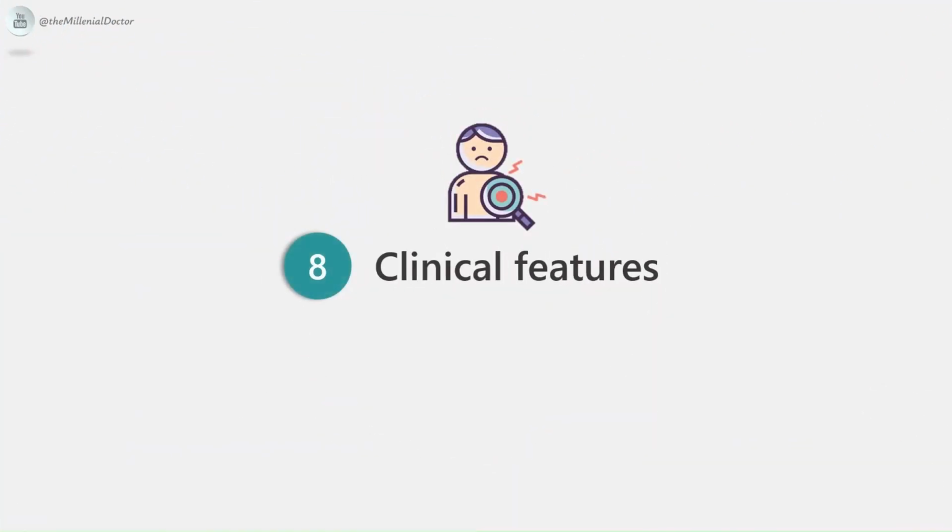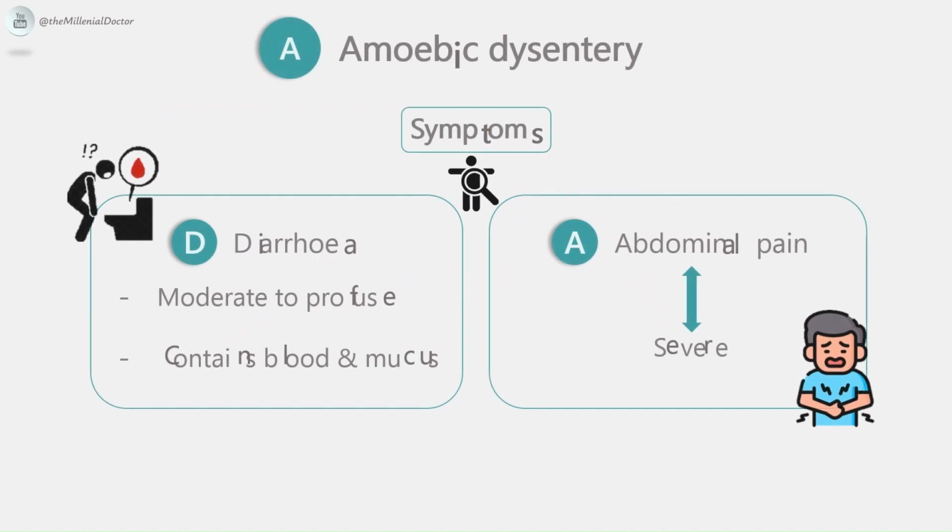Next is the clinical features. First, amoebic dysentery. The symptoms occur when the parasite invades the intestinal wall and ulcers develop. The symptoms are moderate to profuse diarrhea containing blood and mucus, and severe abdominal pain.